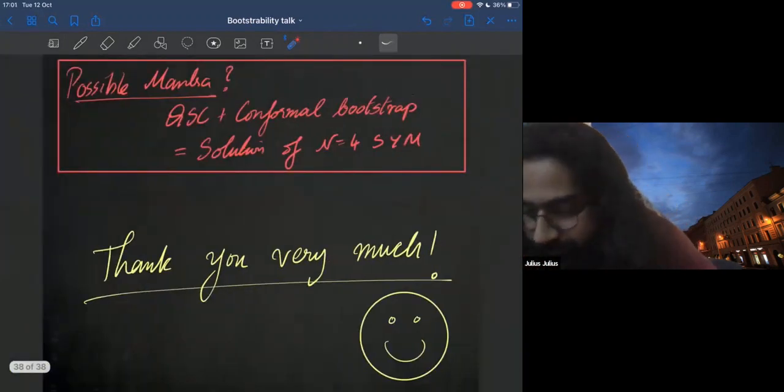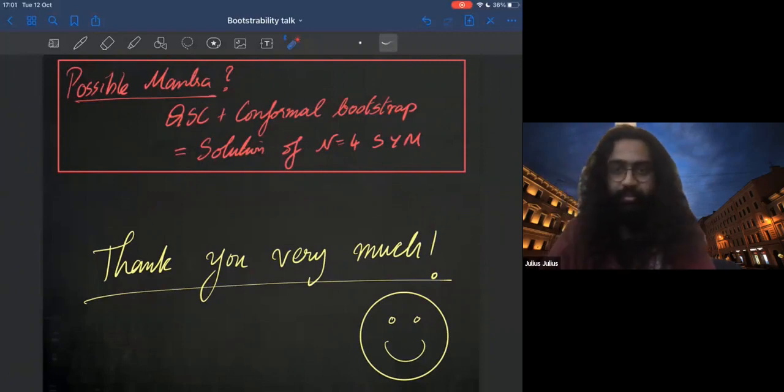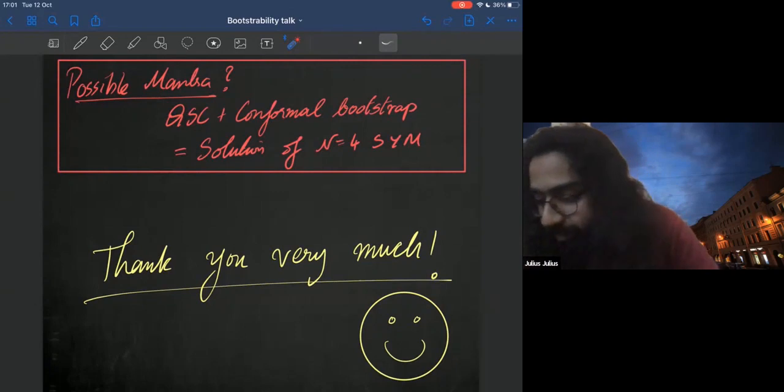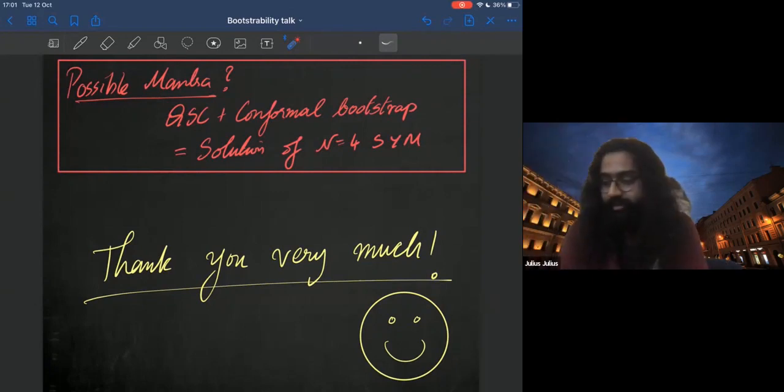So yeah, I will just leave you with this possible mantra, which is quantum spectral curve plus conformal bootstrap: does it mean the solution of N=4 Yang-Mills? Who knows? Hopefully. So stay tuned. Hopefully we will have an answer soon.